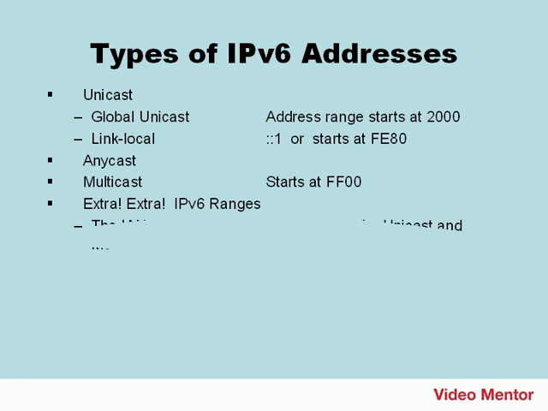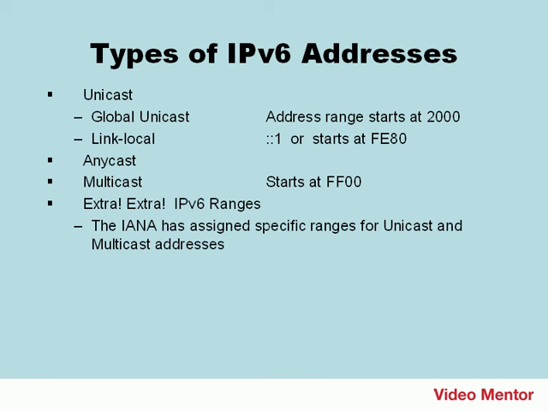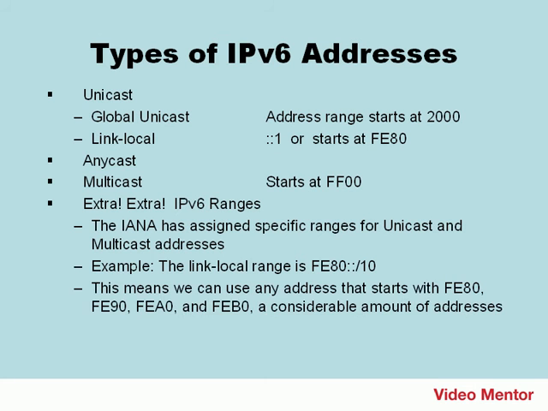IPv6 ranges. The IANA has assigned specific ranges for unicast and multicast addresses. Here's an example. The link local range is FE80::/10. This means that we can use any address that starts with FE80, FE90, FEA0, and FEB0. That's a considerable amount of addresses. It's far more than the entire IPv4 system can handle. And that's only 1/1000th of the entire IPv6 system.